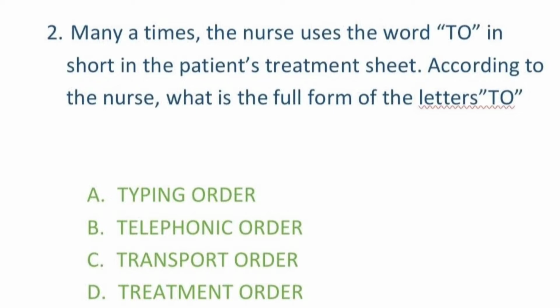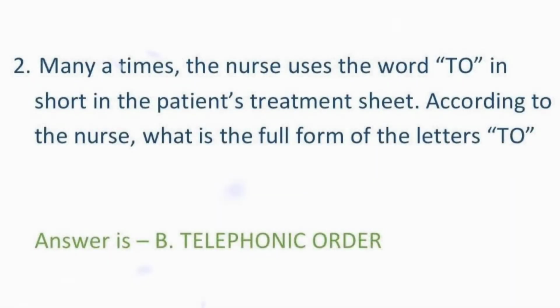Many a times the nurse uses the word TO in short in the patient's treatment sheet. According to the nurse, what is the full form of the letters T and O? Options are A, typing order; B, telephonic order; C, transport order; and D, treatment order. The answer to our second question is option B, telephonic order.